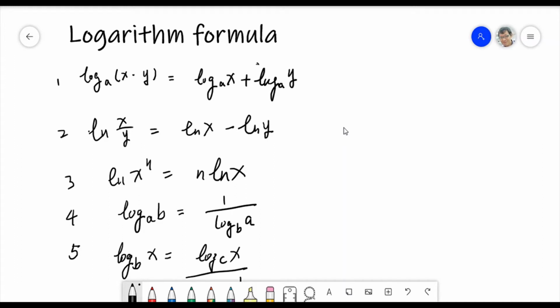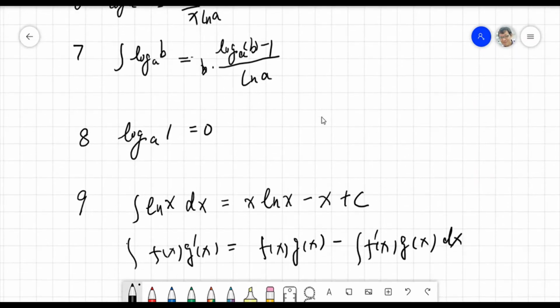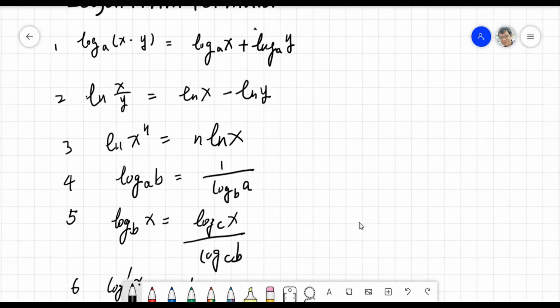Everyone, this time we go through the formulas of logarithm. I have around, how many? Okay, 9 or 10 formulas for logarithm.